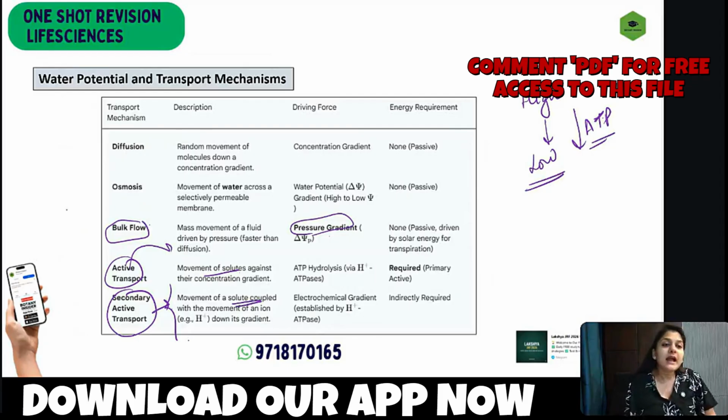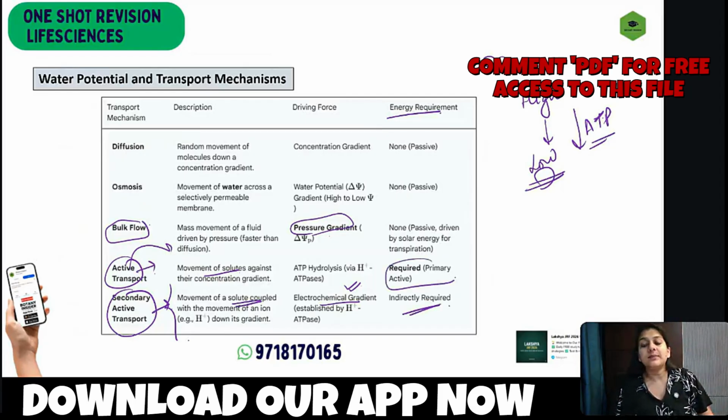So when I have the movement of a molecule along with an ion, right? When the solute's movement is coupled with an ion together, it is called secondary active transport. Over here you have the electrochemical gradient being the driving force. Over here the energy requirement is indirect. In the case of active transport, the primary requirement is the ATP only.